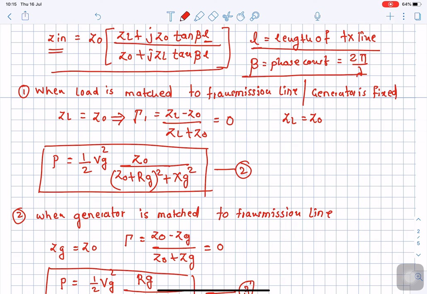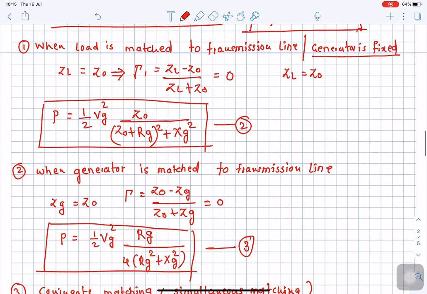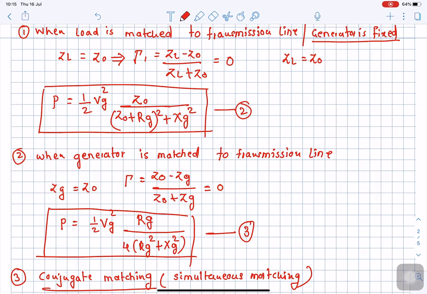So the first condition we observe here is that the load is matched with the characteristic impedance of the transmission line, provided the generator is fixed. Please remember, provided the generator is fixed. At that time the power delivered to the load will reduce to equation number 2. The second condition is when the generator is matched to the transmission line, provided the load is fixed. So it is the reverse of the first condition.